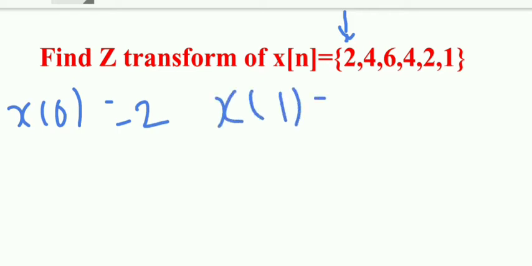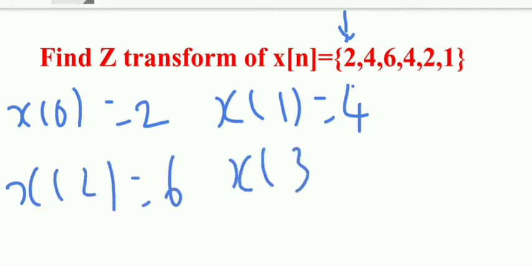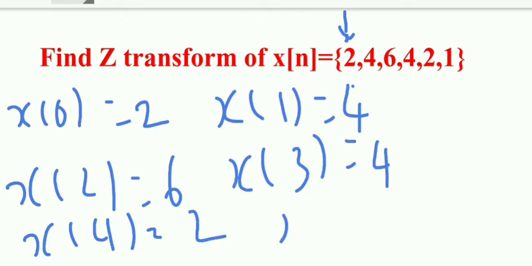So this is what we remember. Let me write again. X of 0, that is n is equal to 0: x of 0 is equal to 2. When n is equal to 1, it is 4. N is equal to 2, it is 6. N equal to 3, it is 4 again. N equal to 4, it is 2. N equal to 5, it is 1. So n varies from 0 to 5, right?